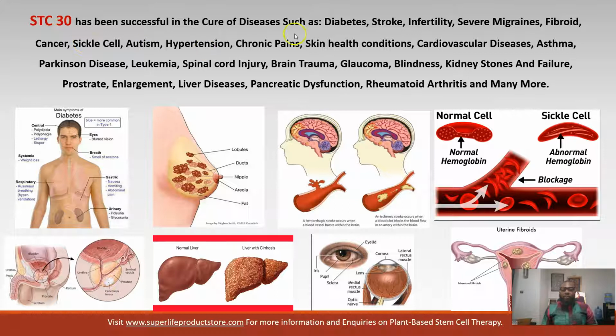It has been successful in the cure of diseases such as diabetes, stroke, infertility, asthma, fibroids, severe migraines, cancer, sickle cell, autism, hypertension, a whole lot, believe me. And I don't say this just because I want to say it. I say this because we've had results. I myself am a witness, when my mom had arthritis, and a couple of my friends' moms had stroke, and a couple of other people around me who have used this product have seen amazing results, right?